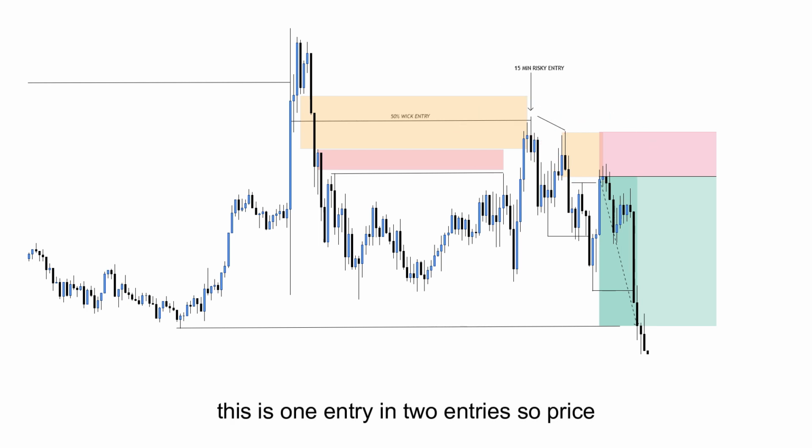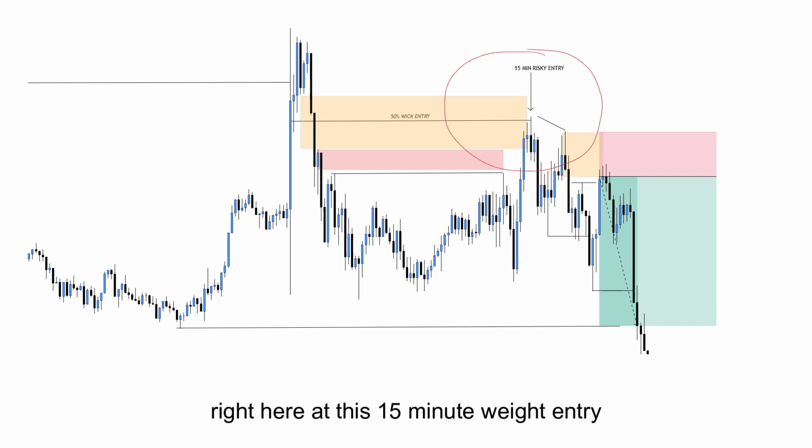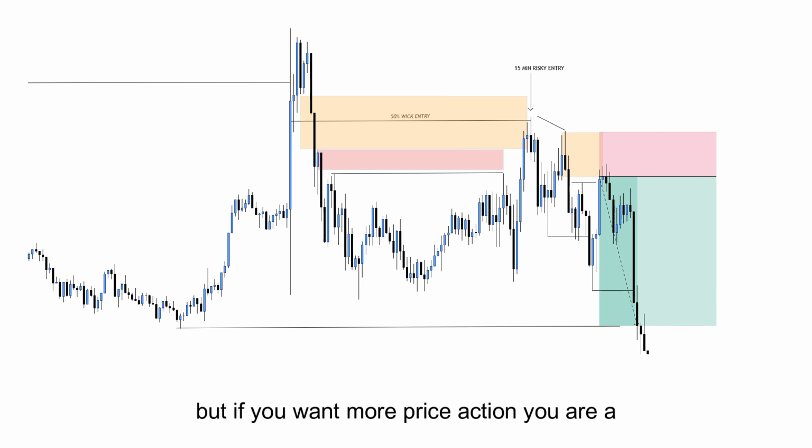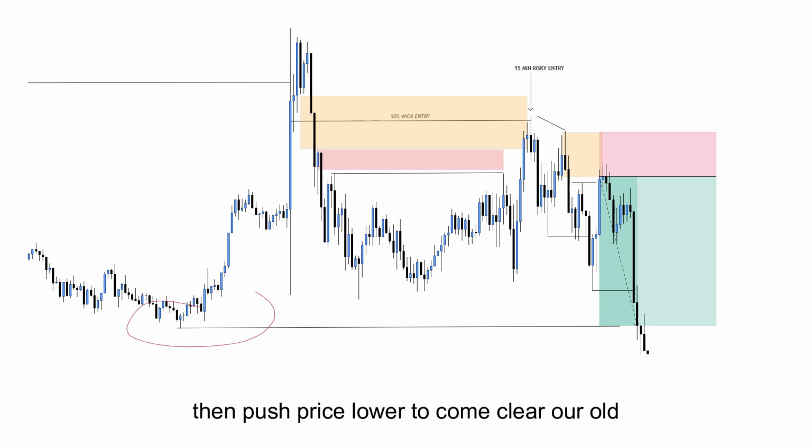This is entry 1 and entry 2. So price came back up, tapped inside of our 1 minute order block for our confirmation entry. If you are a lower time frame scalper, if you are a day trader, you can take the trade right here at this 15-minute wick entry. But if you want more price action and you are a lower time frame scalper, we can scale down to the 1 minute, the 3 minutes, and the 5 minutes to see even more price action. Right now we are on the 1 minute. We see the lower time frame breakup structure in our 1 minute order block right here. Price comes back up, clears this short-term high, to then push price lower to clear our old low.